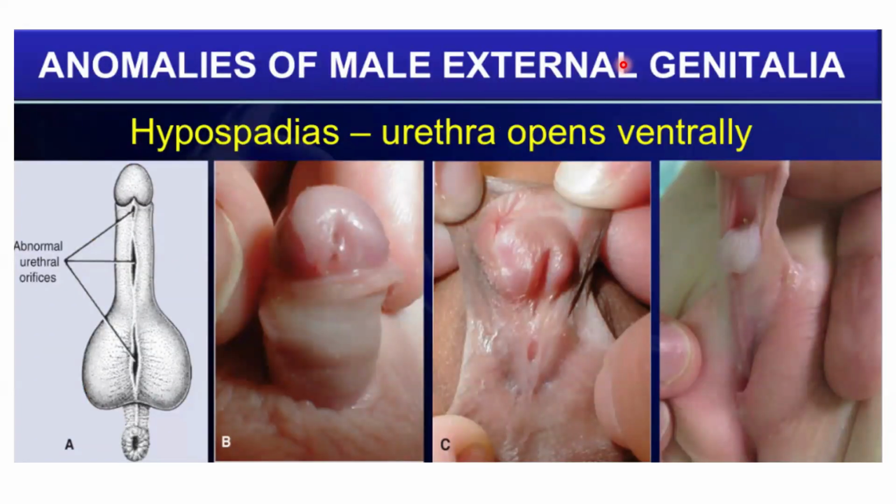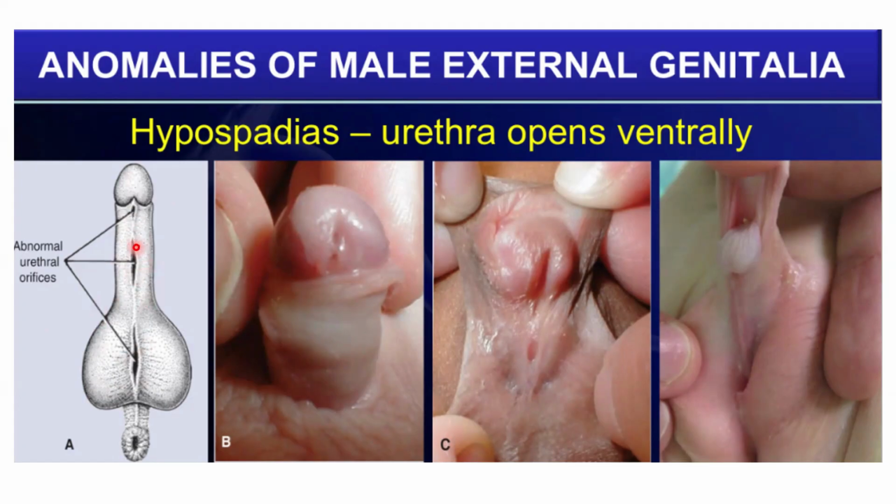So anomalies of the male external genitalia, these ones are important, given that we need to know hypospadias and epispadias. So hypo by the name itself is below. So you can appreciate this is the ventral side of the penis. The ventral side of the penis is actually the downward side of the penis.